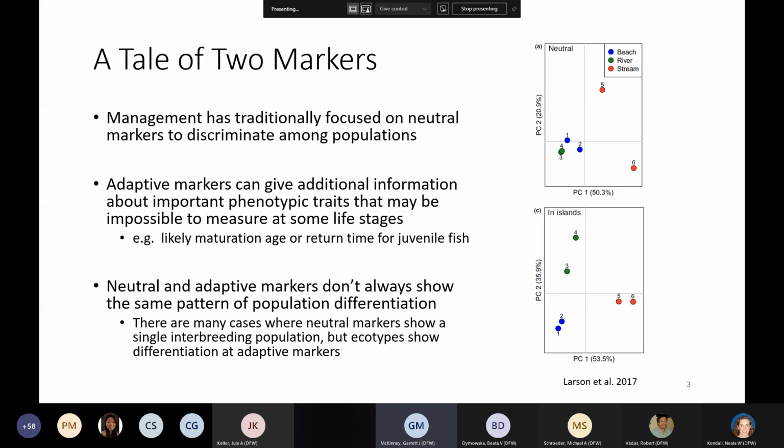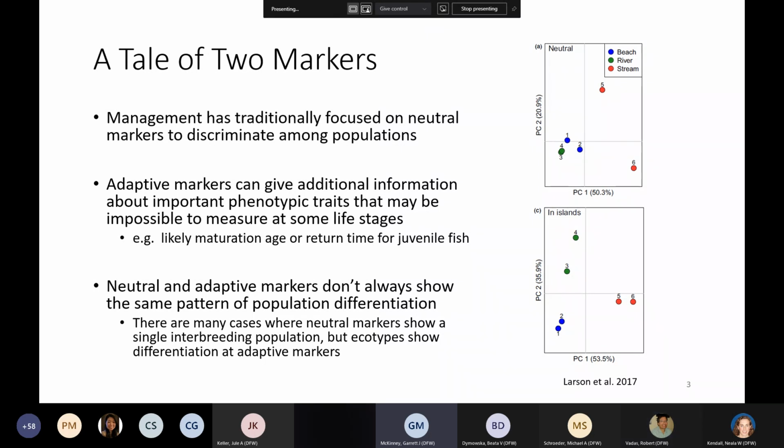Knowing the ultimate age of maturation could be useful for things like stock assessment, but if you catch a juvenile fish in the ocean, you don't know how old it's going to be when it finally matures. But if we have markers that are associated with age at maturity, we could probably assign a predicted age at maturity or a likelihood of a given maturation age. And that could give us more information that's beneficial for management. With return time, there's a number of populations where with neutral markers, we can't tell fall or spring fish apart. But with adaptive markers, we'd be able to tell if that was a fall or a spring fish.